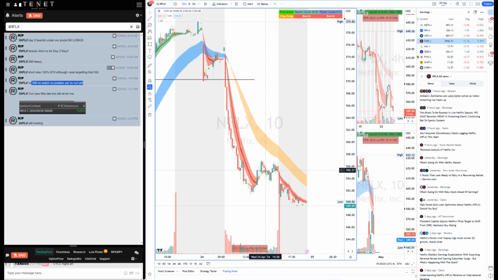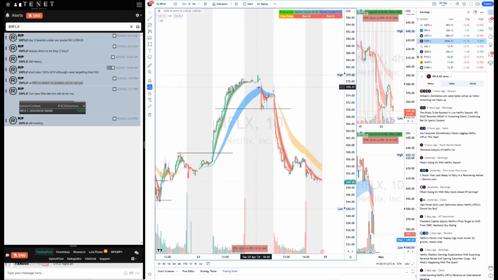But the main play today was Netflix short all day. You saw the pre-market levels, day 2, day 3. It's under the clouds. There's no long. The most important thing is there is no long. When this is happening, you don't even think about longing Netflix that day. You do not want to long it. That's what our system tells us. That's how we save big losers.